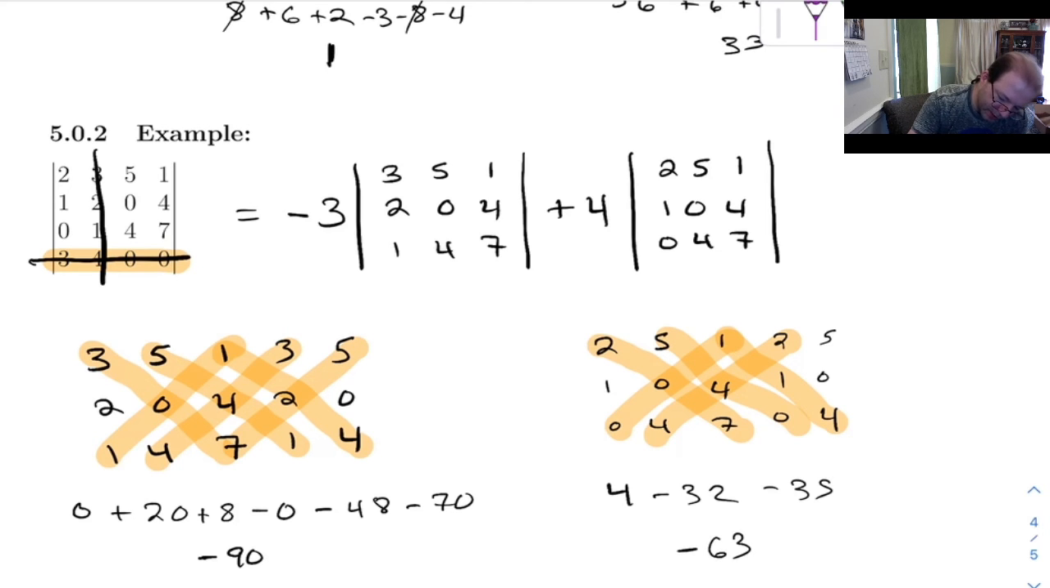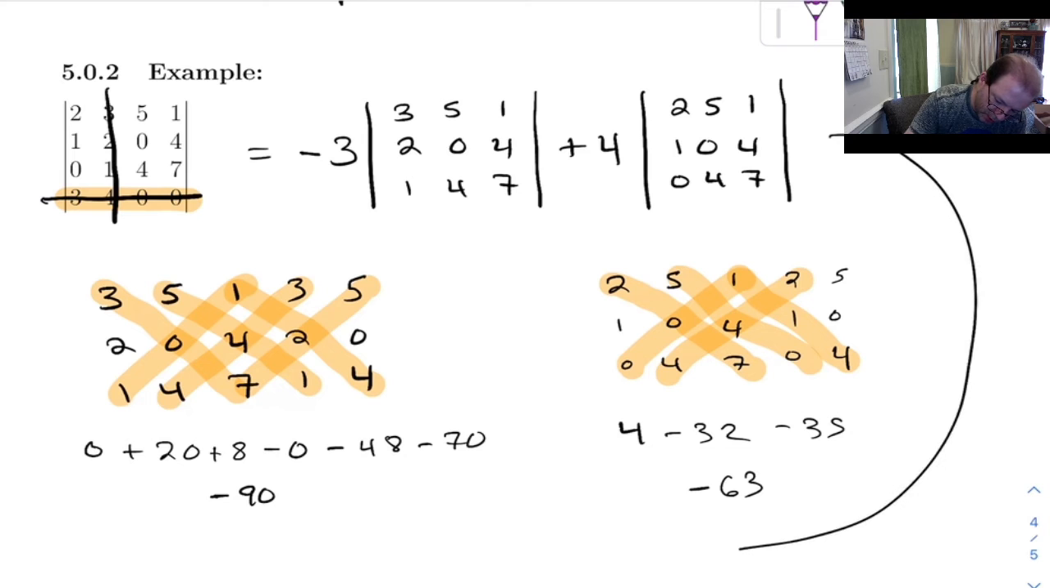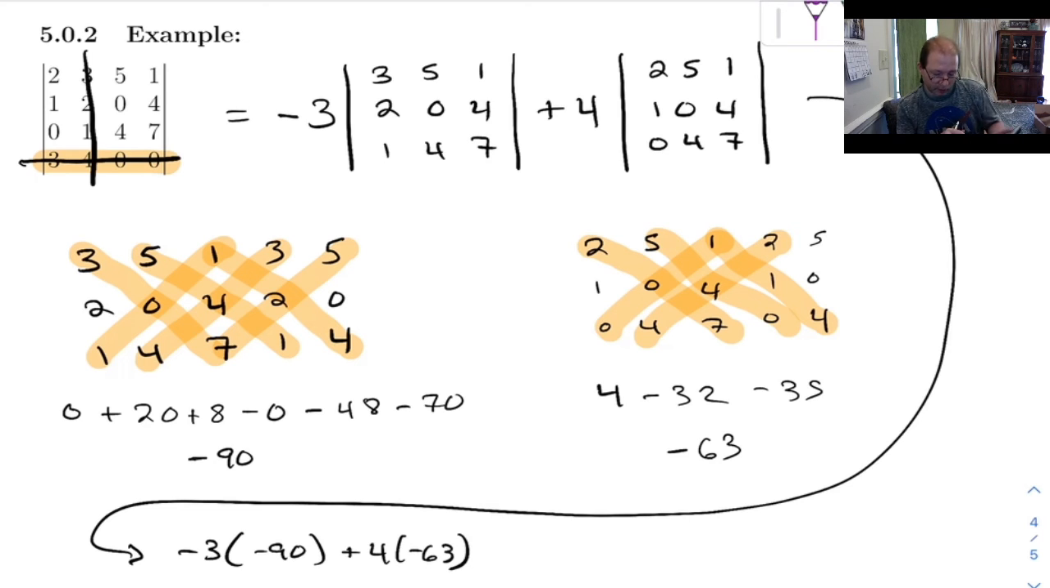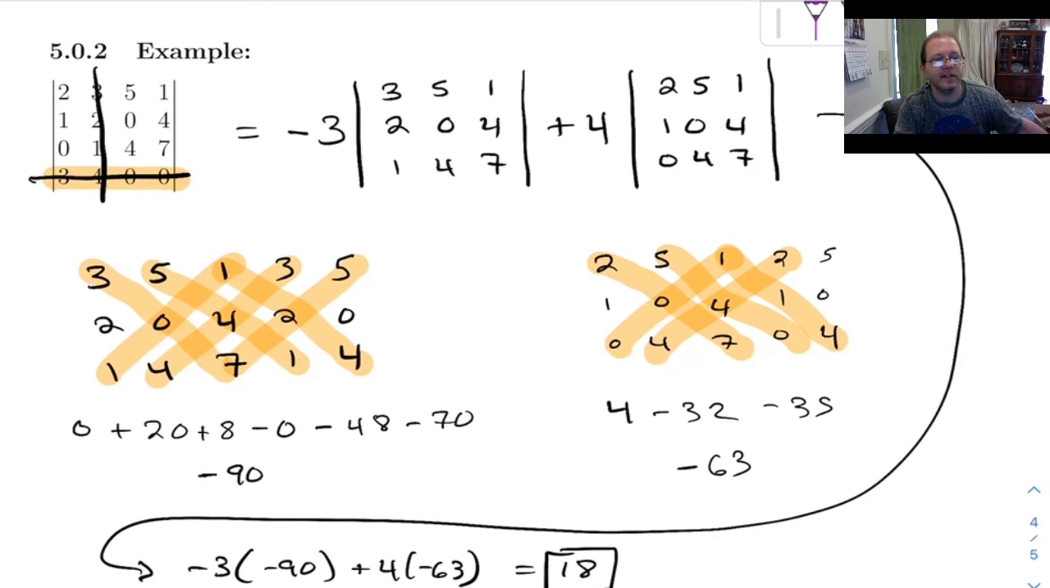All right, so that's like scratch work. I come back and my answer is going to be negative 3 times negative 90 plus 4 times negative 63. Negative 3 times negative 90 minus 4 times 63 gives me 18. So the determinant there is 18.